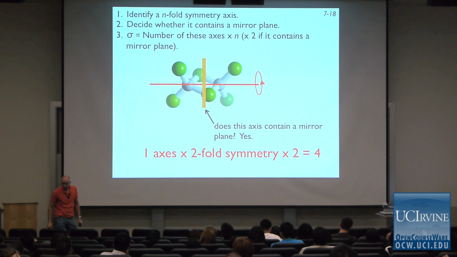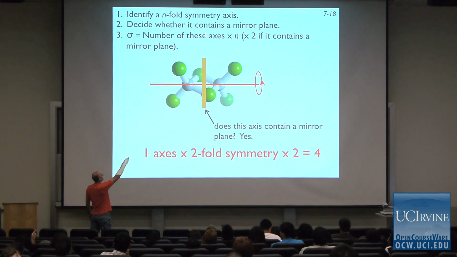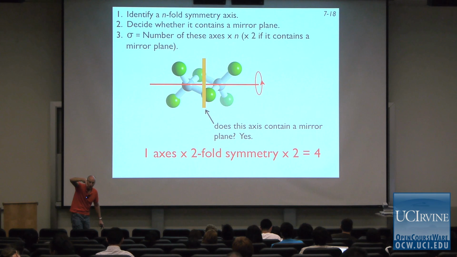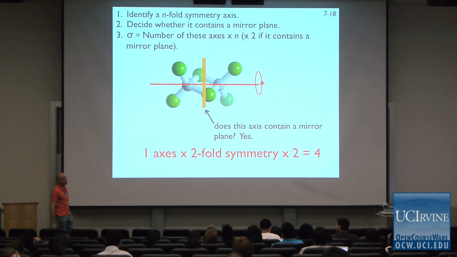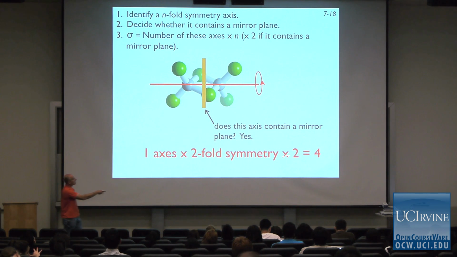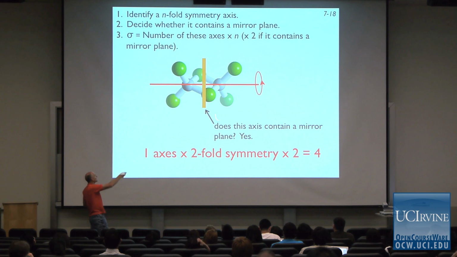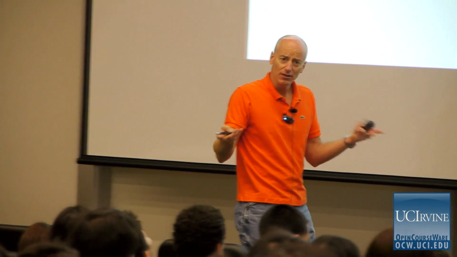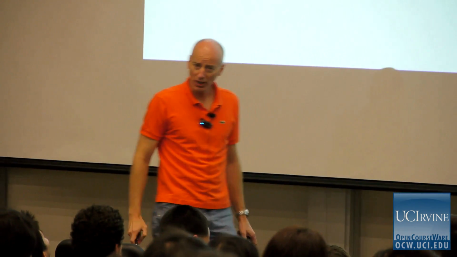Everyone see that? And if I had chosen this axis, it would still be yes to the mirror plane question. Right, it would still be 2. Because I'd have to rotate, it's only got twofold symmetry there. So it would still be one axis times twofold symmetry times 2, and if I chose this axis like this, it's still going to be one axis times twofold symmetry times 2. You should get the same answer every which way you look at it. Otherwise, if these answers are not self-consistent, there's a mistake somewhere.